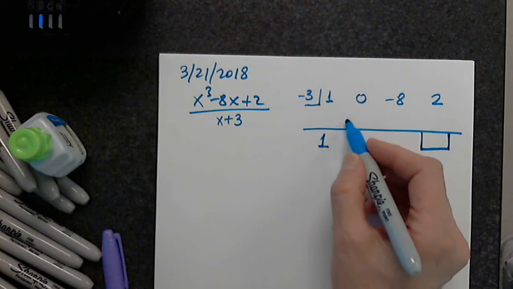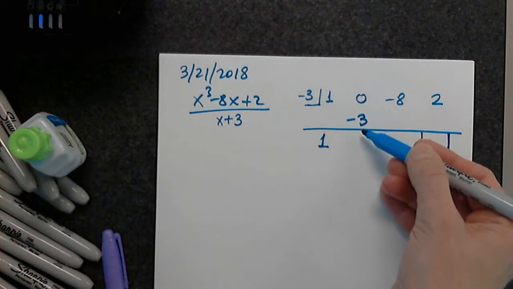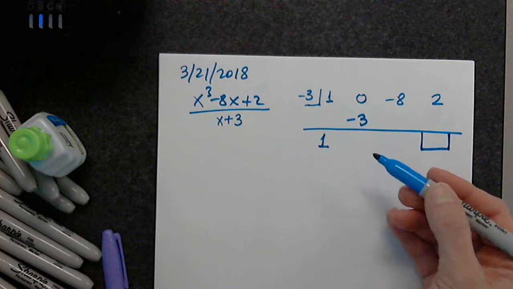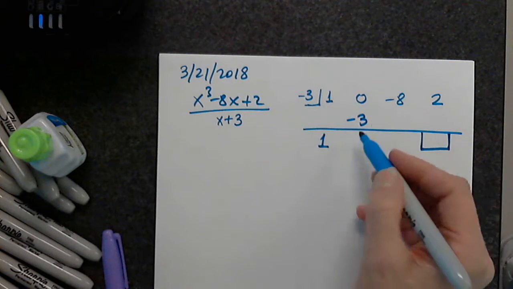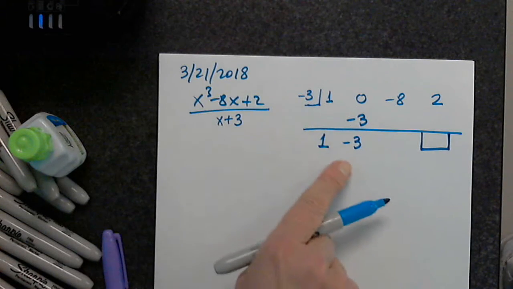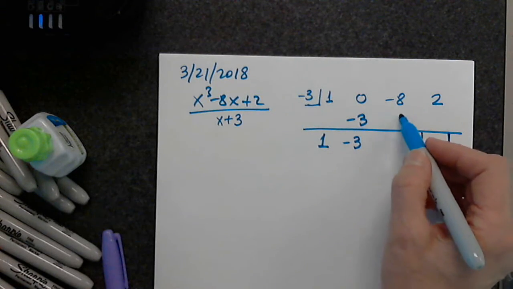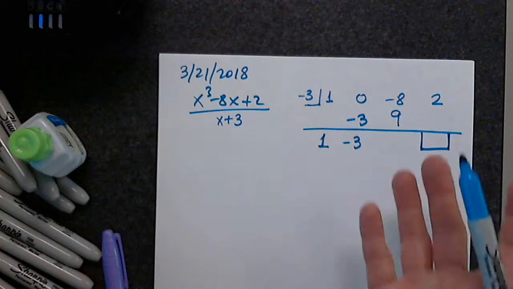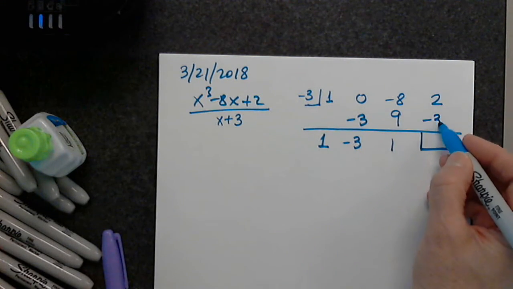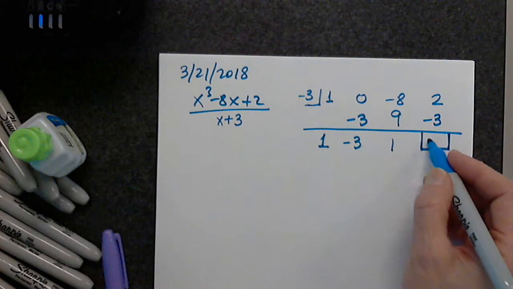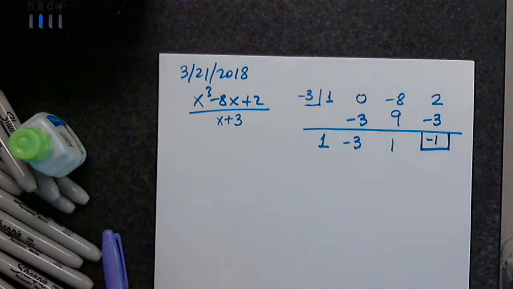-3 times 1 is -3. I perform the operations I see without changing signs or anything because this was already taken care of here. So when I add, I get -3. Then I multiply these two and I get 9. I add what I see. So it's 1. -3 times 1 is -3. So then the answer is -1 in the box.